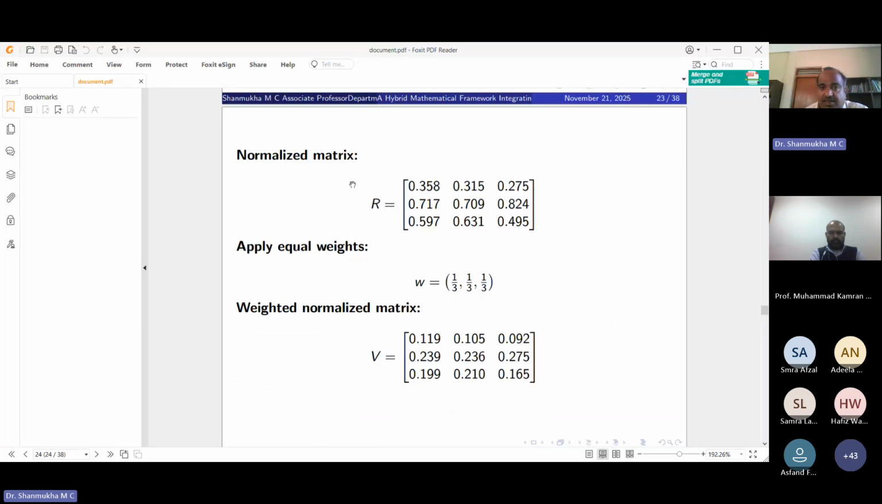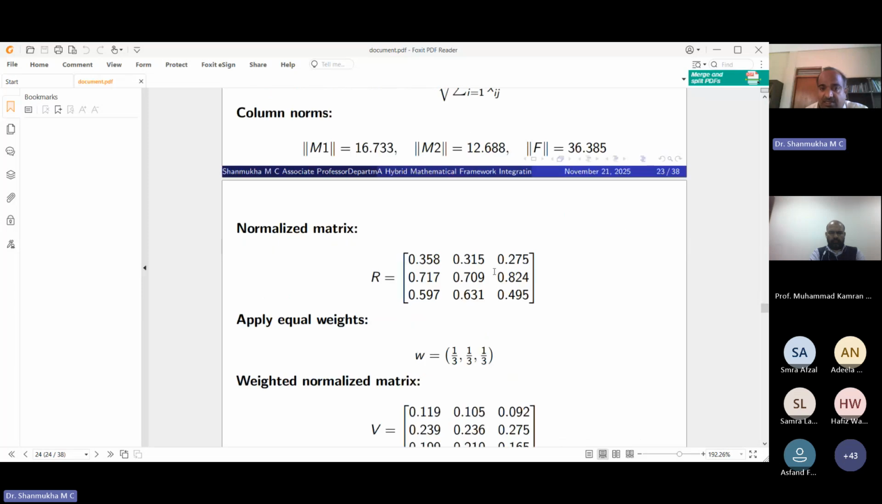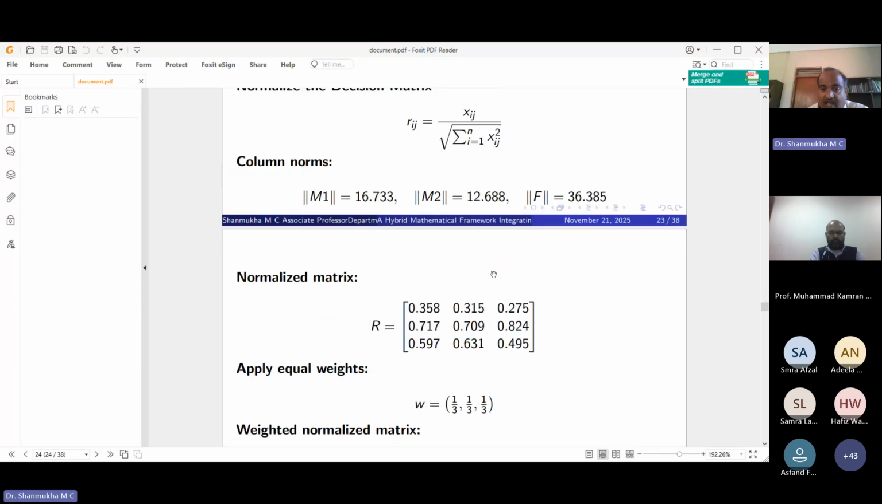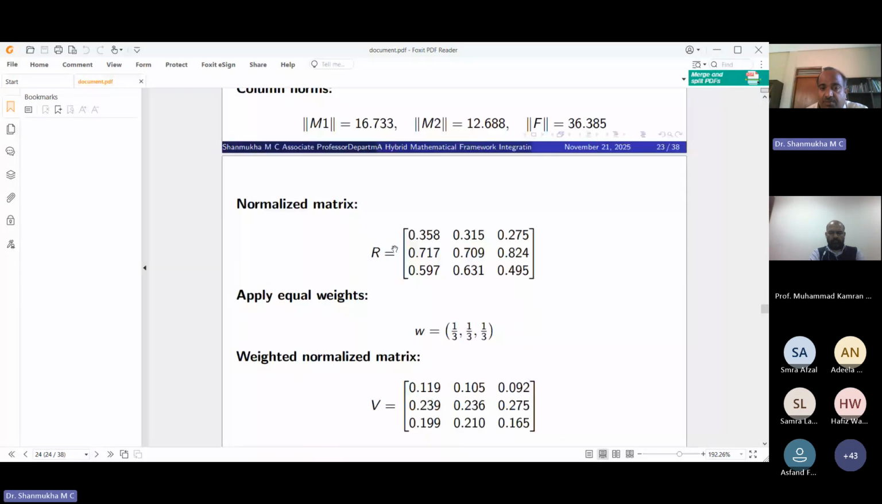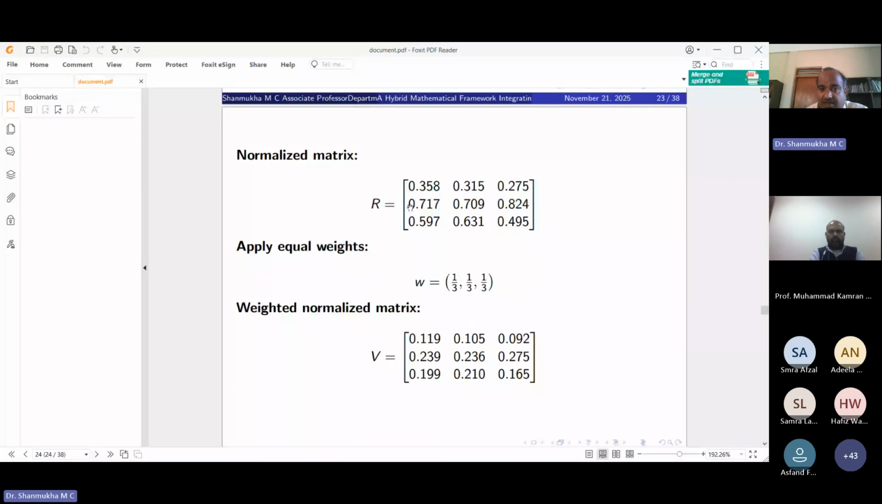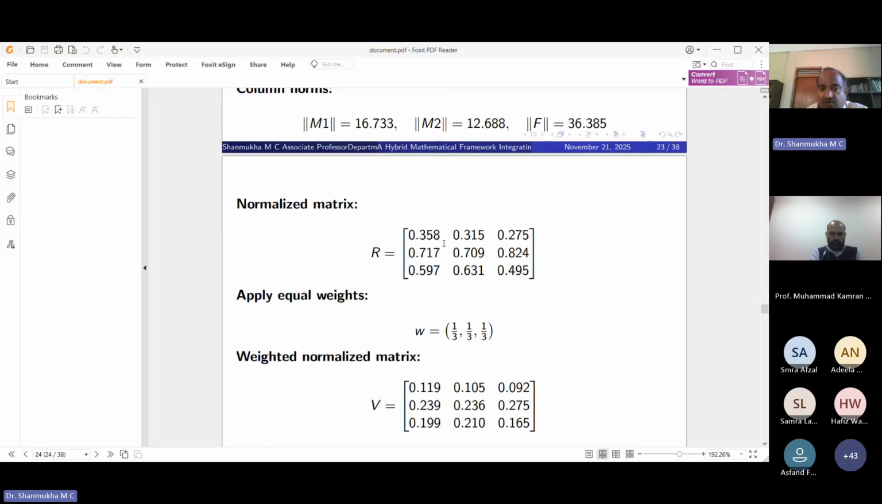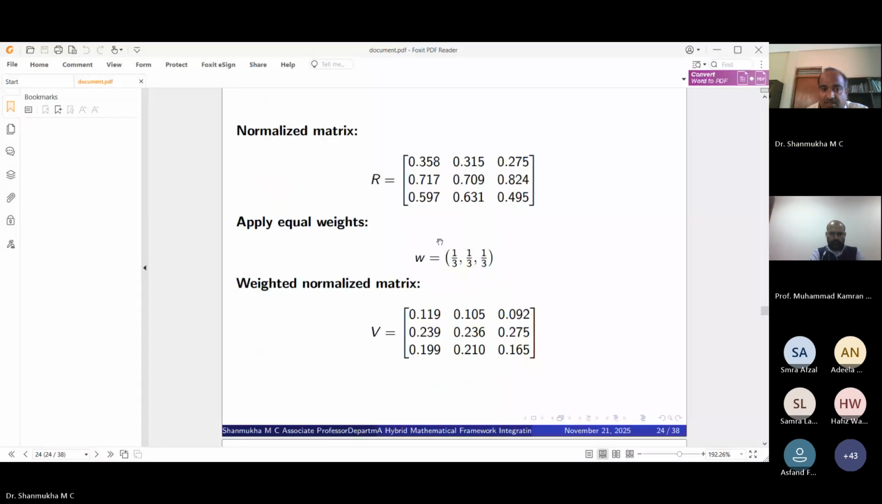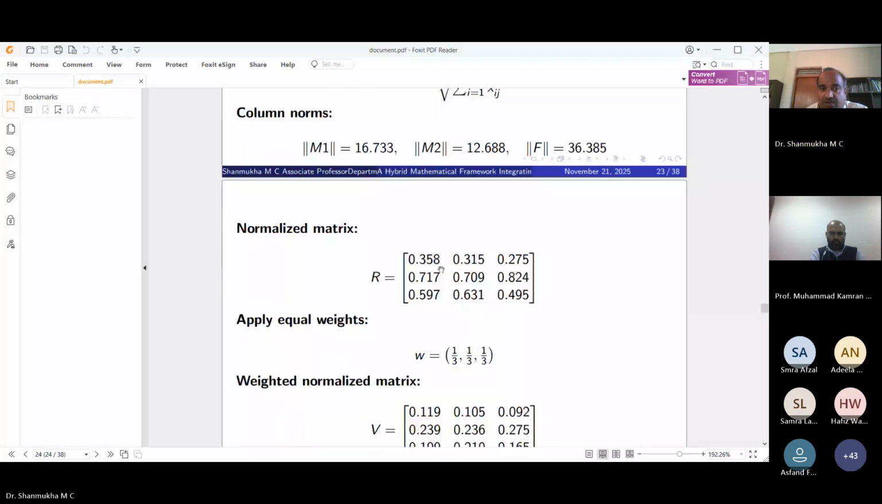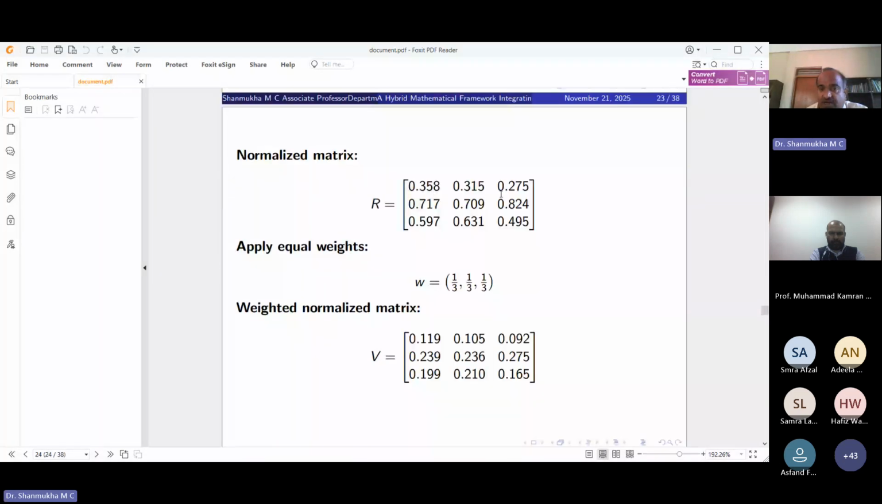Here the normalized matrix is equal to Rij into Wj. It means here Rij 0.358 into 1 by 3. So the value of R, the normalized matrix, is 0.358, 0.315, 0.275. In the similar manner, we get the second and third row values.